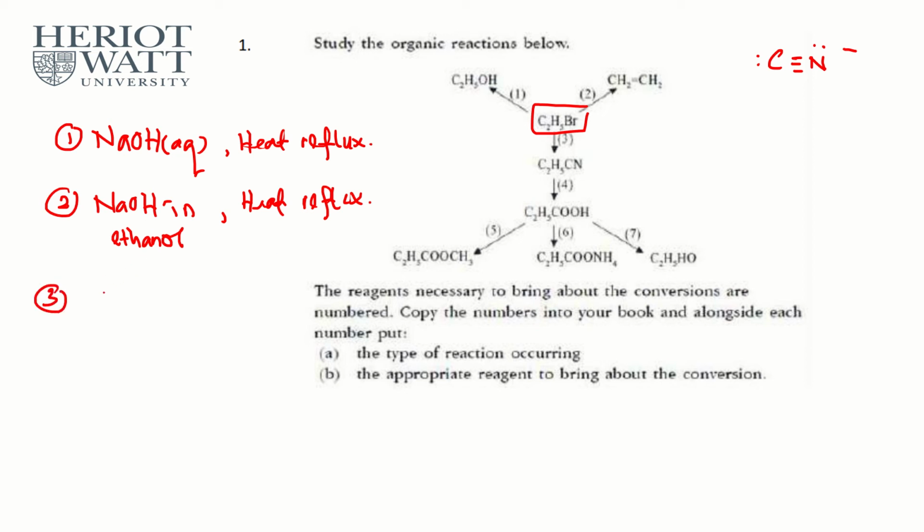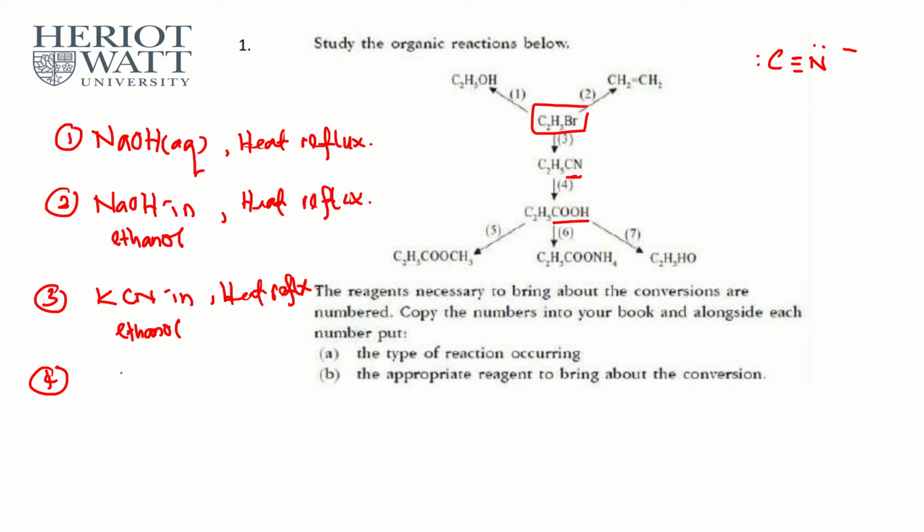It would be KCN or NaCN, and then in ethanol as well, or sometimes we call that ethanolic KCN. And you have to heat under reflux, of course, as usual. And then for number 4, you're changing the CN into COOH. See, that's to remember from the learning outcomes that I've gone through with you. CN turned into COOH is either acidic hydrolysis or alkaline hydrolysis.